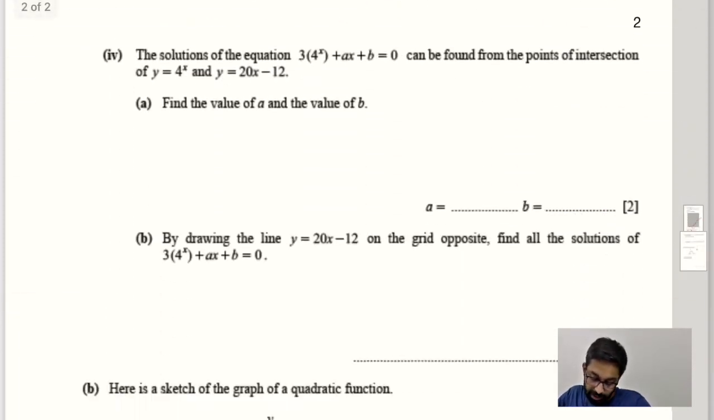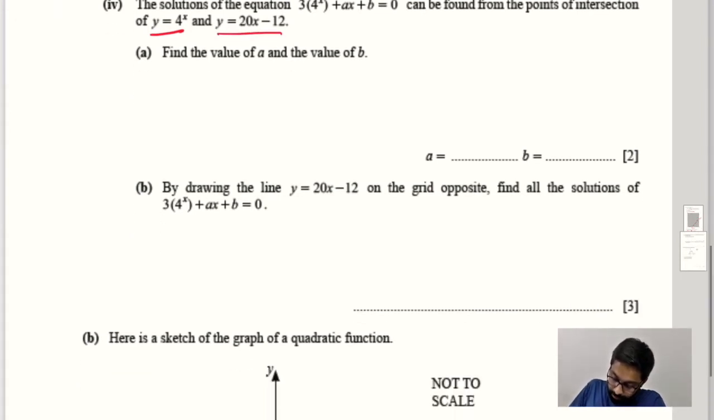The next part says the solutions of the equation 3 times 4 to the power of x plus ax plus b equals 0 can be found from the points of intersection of y equals 4 to the power of x and y equals 20x minus 12. Find the value of a and the value of b. First, we need to equate these two equations, this one and this one.